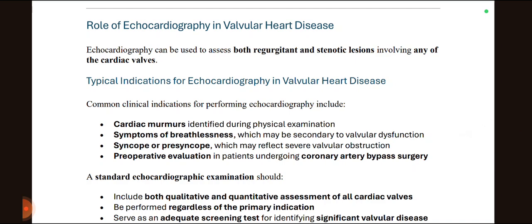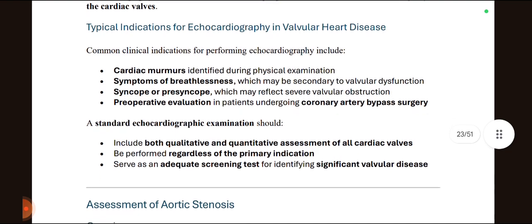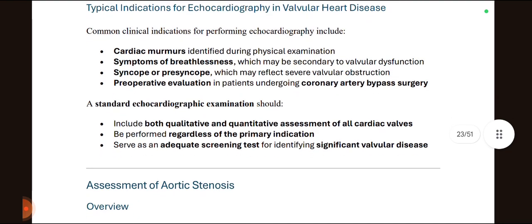So, now the glory of echo. Echocardiography can be used to assess both regurgitant and stenotic lesions involving any of the four cardiac valves. Typical indications of echocardiography in valvular heart disease, what are the common clinical indications? Cardiac murmurs, if they are identified during physical examination.